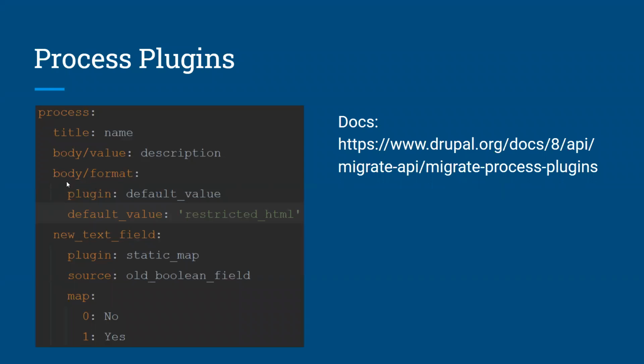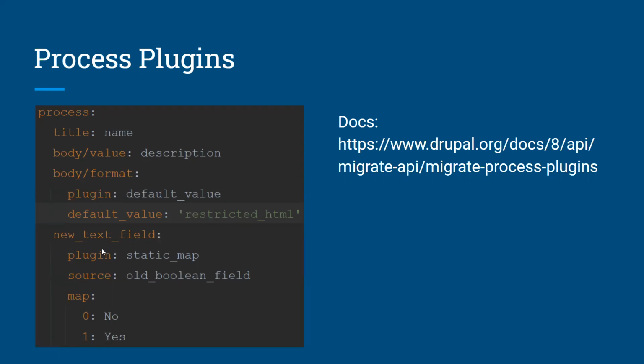Same thing down here on the next line where we're doing it with the format. But in this case, we're not doing a one-to-one mapping. We're utilizing a different process plugin in the form of a default value, where we don't necessarily want anything from the D7 side or the taxonomy side being mapped in there. We just want it to always be restricted HTML.